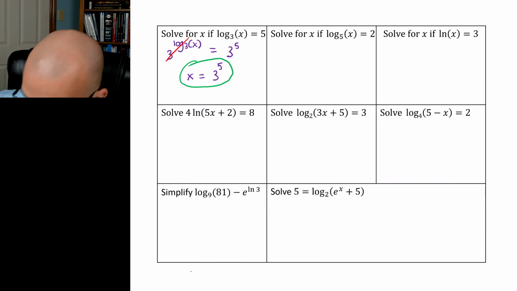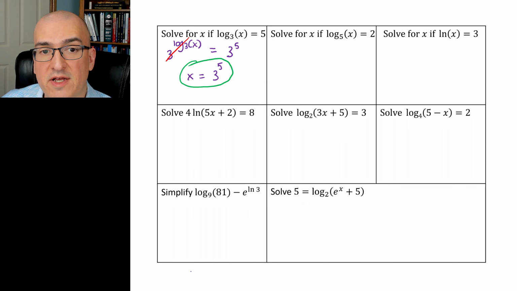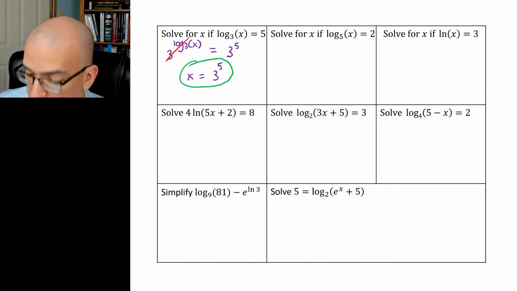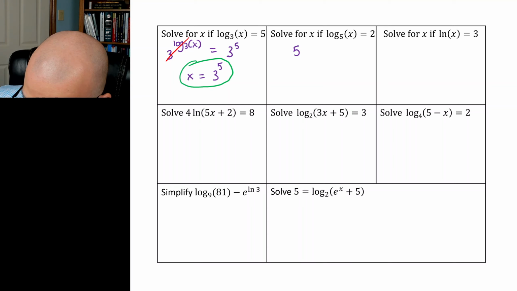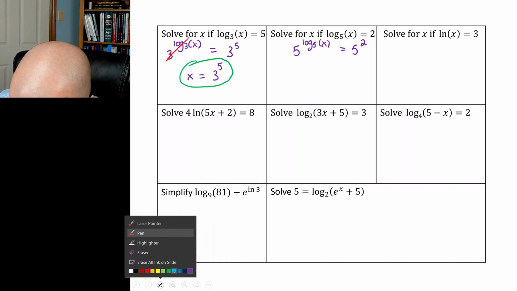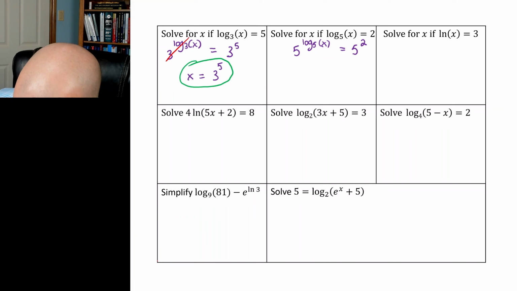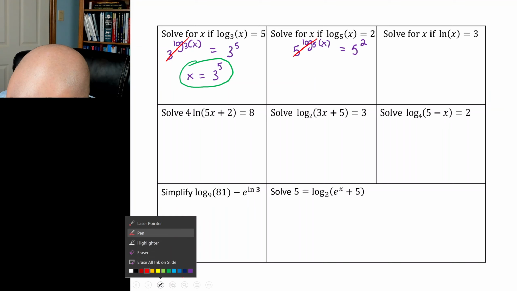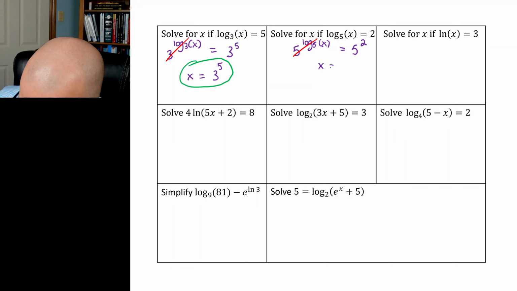Next one's the same. This time the log function has a base of 5, so I'm going to exponentiate both sides as powers on a base 5. 5 to the log base 5 of x is equal to 5 to the power of 2. We can cancel, and we get x is equal to 5 squared, which is 25.